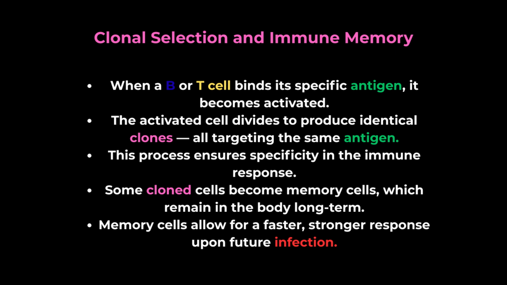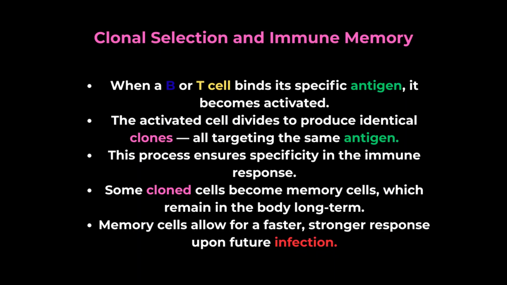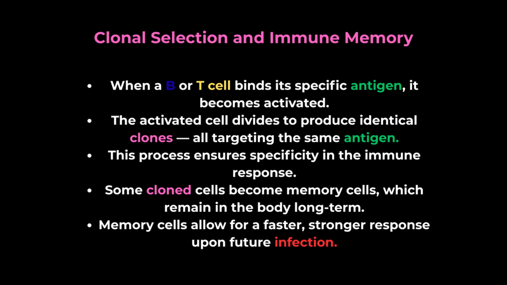So here's what gets even more fascinating. When a B or T cell binds to its specific antigen, it becomes activated, divides, and produces a clone of cells, and this is called clonal selection. This process gives the immune system incredible specificity, especially the adaptive immune system. Remember, it has exquisite specificity. Each clone targets a single antigen, and some of these cells become memory cells. The reason your body remembers pathogens and responds faster on future encounters is because of this acquired specificity. So clonal selection is imperative for the immune response of memory.